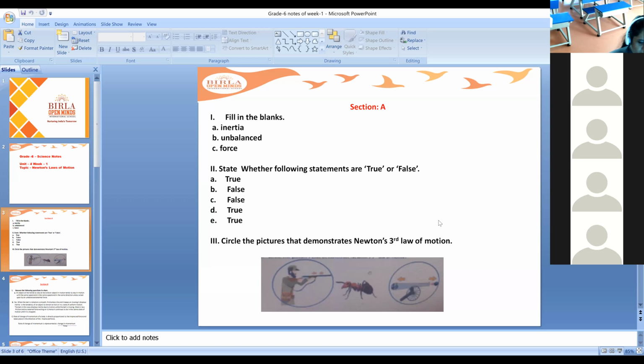Ma'am, can I read? Yes. Inertia is the tendency of an object to remain at rest or in a state of uniform motion. So what's the answer for that? Inertia, ma'am. It's inertia. Inertia.